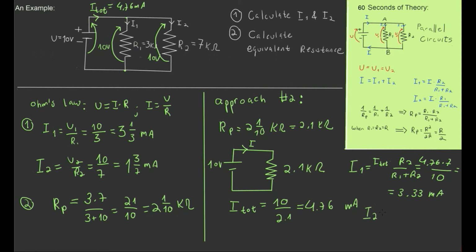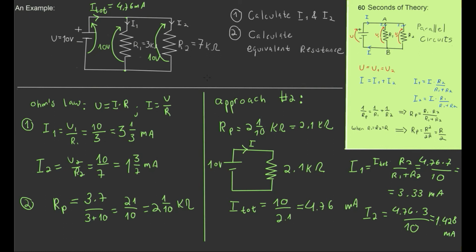We'll calculate I2 the exact same way. I2 would be I total times R1 divided by R1 plus R2, that's 10. That equals 1.428 milliamps, and the results, not surprisingly, are the same as the previous results using our first approach.